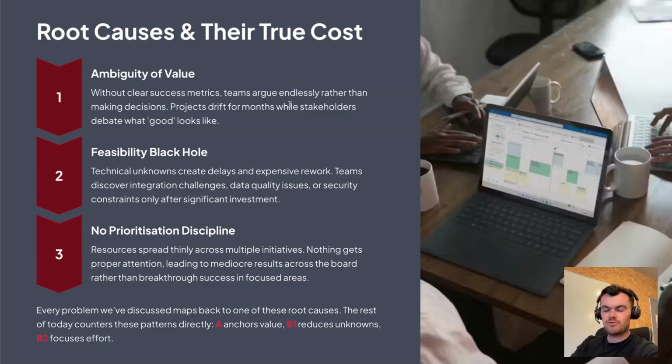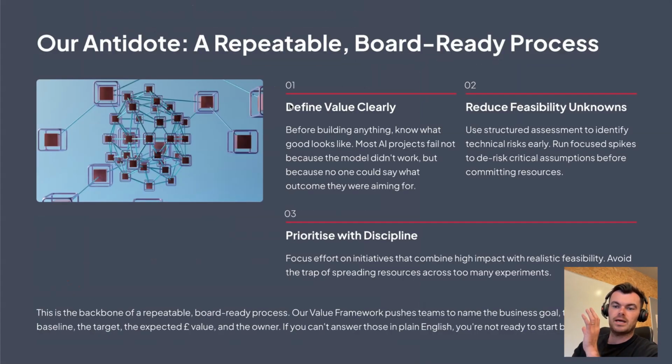So we've got three different assets. We've got asset A, which anchors value, and asset B1 and asset B2, which reduce the unknowns and focus effort. We have to basically build a repeatable process. And so that's what we've done, where we can define value clearly, reduce the unknowns, and prioritize with discipline. Trying to get the team to name business goals against the resource and put their skin in the game and say, I believe that this will work. I believe this has value. Even just as a concept, it helps to frame what you're trying to achieve, and not just from a process point of view, but more extrapolated, and make everyone accountable to using it.